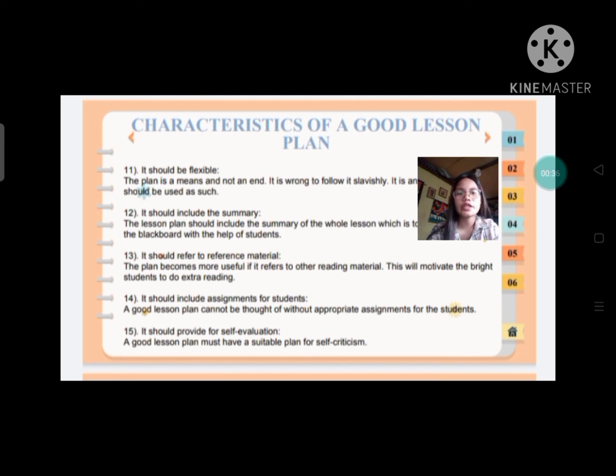Next, number 14, it should include assignments for students. A good lesson plan cannot be thought of without appropriate assignments for the students. One of the characteristics of a good lesson plan is that it includes assignments, so that students can express their own thoughts and understandings in a creative manner. It can also improve the writing skills of students to a sufficient level.